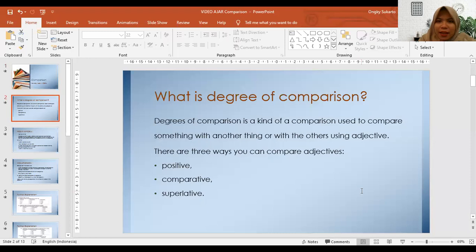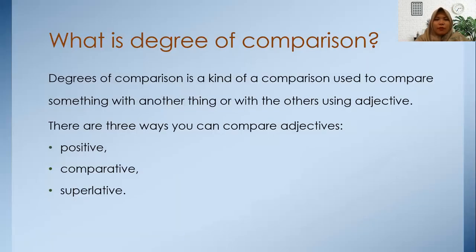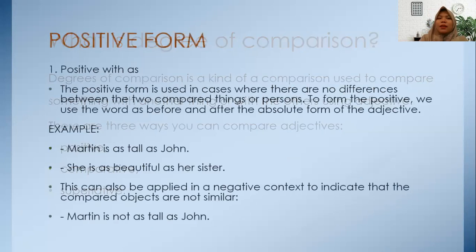So what is degrees of comparison? Degrees of comparison is a kind of comparison used to compare something with another thing using an adjective. There are three ways that we can compare the adjective. The first one uses the positive form, the second one uses comparative, and the third one uses superlative.